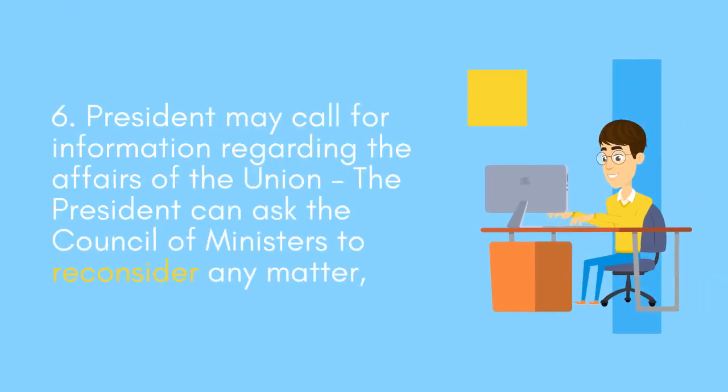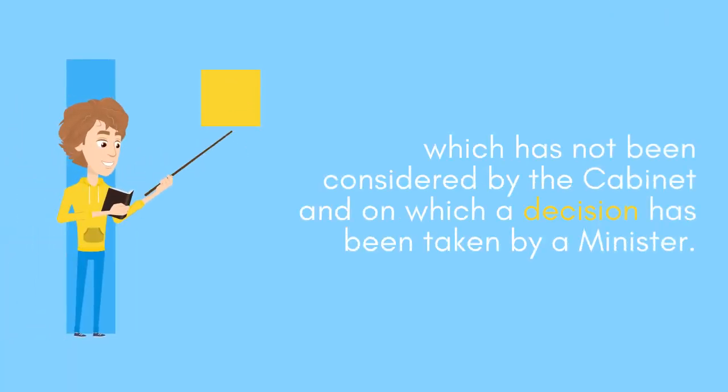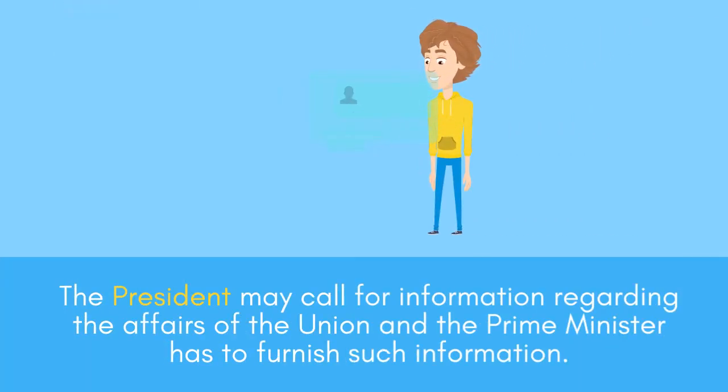6. President may call for information regarding the affairs of the Union. The President can ask the Council of Ministers to reconsider any matter which has not been considered by the Cabinet and on which a decision has been taken by a minister. The President may call for information regarding the affairs of the Union and the Prime Minister has to furnish such information.